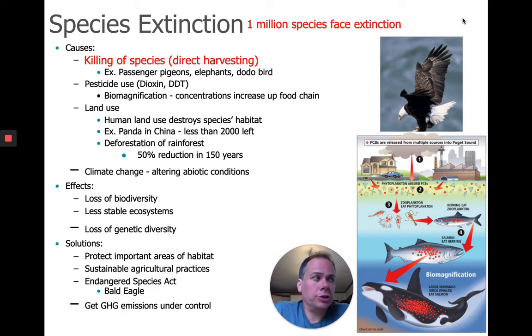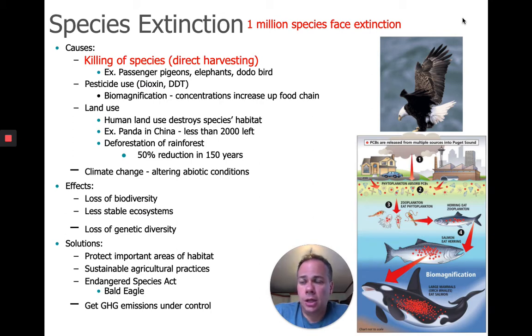Another reason for species extinction is human land use. So as the number of humans on Earth increases, as I said, they require more resources, living space, food, etc. And so that requires humans to use more and more of the Earth's land to provide those resources. And that land use typically destroys the habitat of species that are living in the area. For example, the panda in China. There's less than 2,000 of these pandas remaining on Earth, and that's mainly due to the destruction of their habitat.